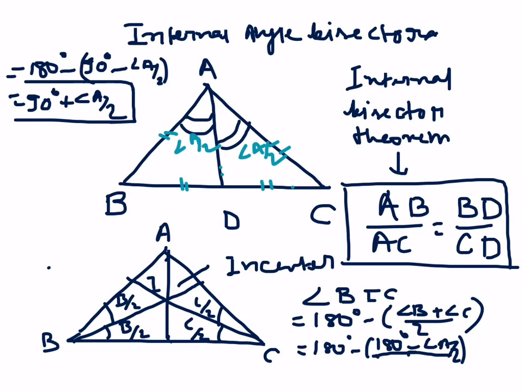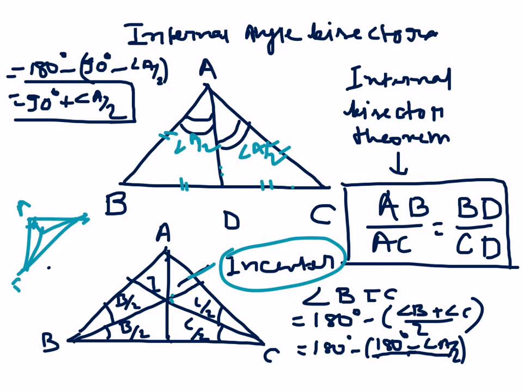The moment I draw all three internal angle bisectors, I will have a point of intersection which is called the incenter. Incenter is a very important point here. Also, suppose you have been given I is the incenter and you have to find out angle BIC in terms of angle A. So you can see the angle BIC in terms of angle A can be found out how.